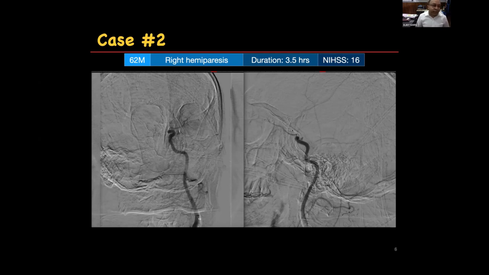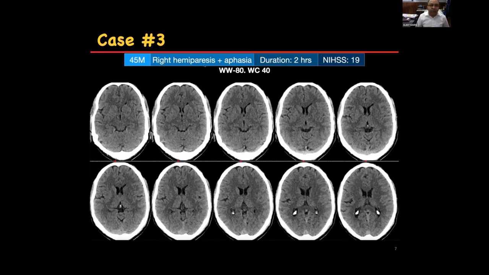Let's look at the third case. This is also a 45-year female with right hemiparesis with aphasia of 2 hours duration. If you look carefully, the images look more or less normal, but if you change the window setting, you can clearly see the left side of the basal ganglia structures are very well lit.